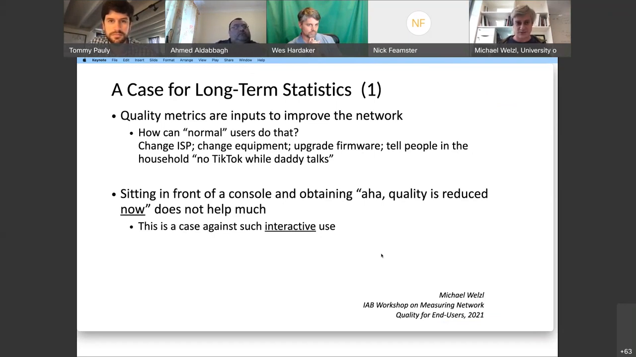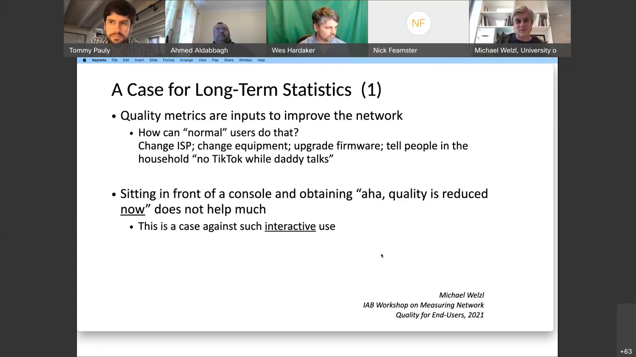So quality metrics, one of the things we can do with them, at least as a user, is to have some long-term fix to problems: change the ISP, change equipment. Well, change the application is probably not in this list here, but could have been telling people in the household to stop using some other application. And that isn't helped much by somebody sitting and doing a ping delay.